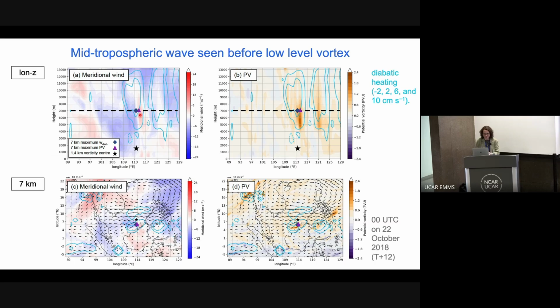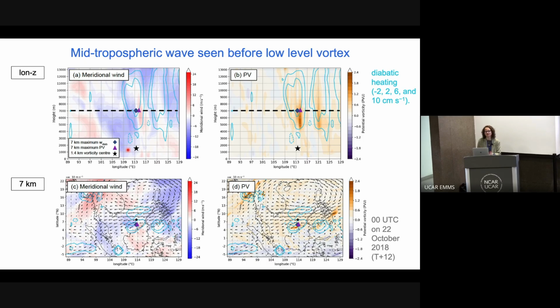So we have our Borneo vortex that we can't really see yet, but we're looking at the diabatic Rossby wave that is forming at mid-levels. We have the cyclonic circulation. We have the maximum in diabatic heating, which is indicated by this blue diamond, and the maximum in potential vorticity, which is indicated by the purple triangle. You can also see that this maximum is not just confined to 7 kilometers, it extends below and also above this 7 kilometers.